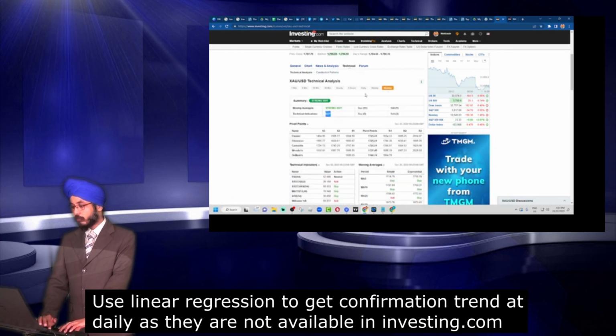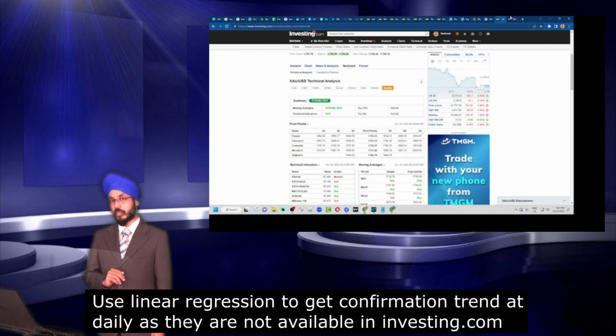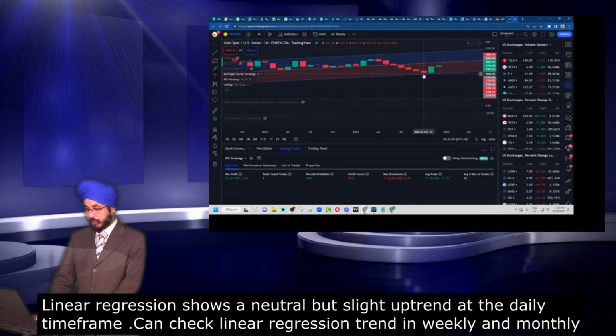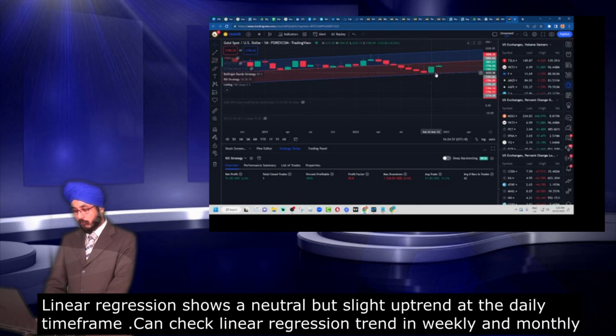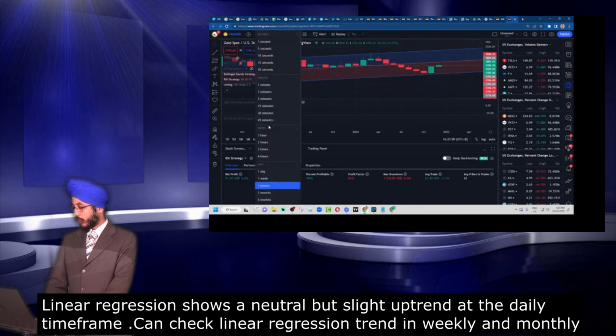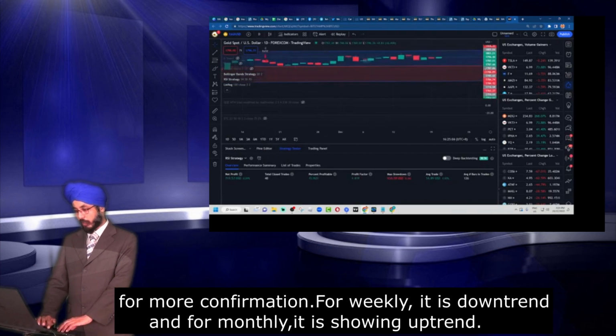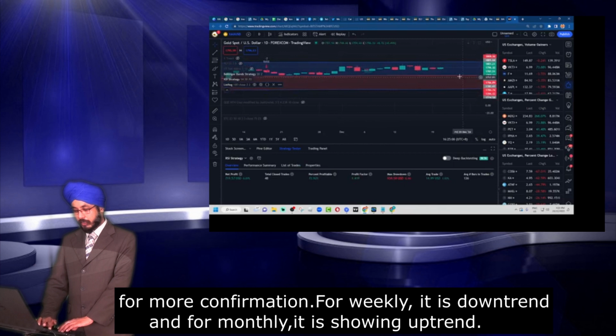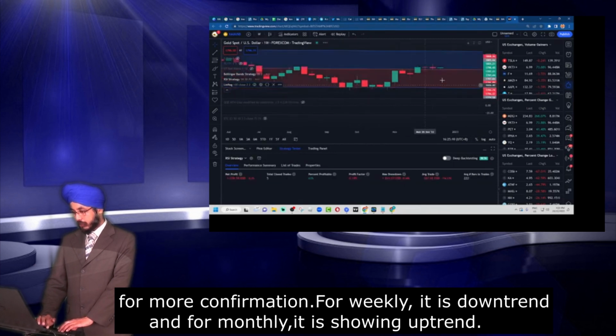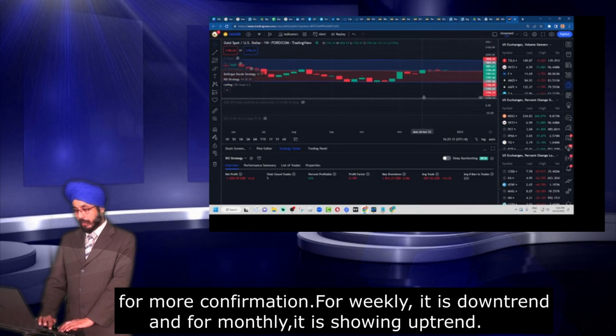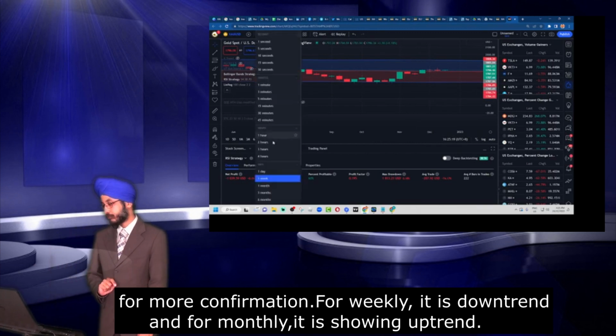What we can do is use another indicator, known as the linear regression. At the daily, the linear regression is showing us neutral as well. For our weekly, we are able to see that it is a slight downtrend. And if we look at our monthly, we can see that it is more supportive of the uptrend.